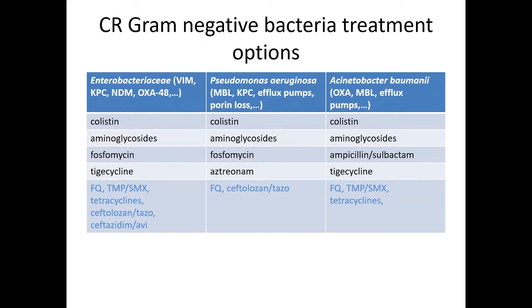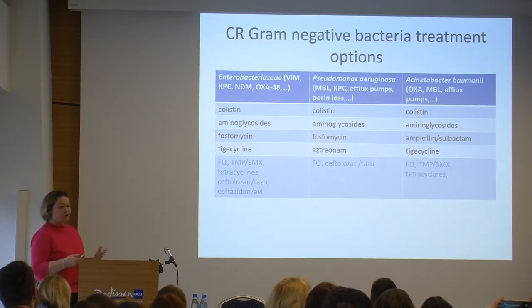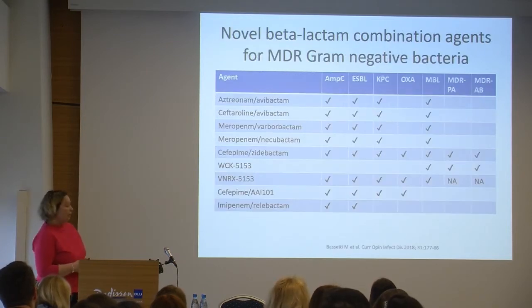What are our treatment options for carbapenem-resistant gram-negative bacteria? We have colistin, we have aminoglycosides, we have fosfomycin for Enterobacteriaceae and Pseudomonas. We can sometimes use ampicillin with sulbactam for Acinetobacter when we are lucky, and we can have tigecycline for Acinetobacter and Enterobacteriaceae, but not for Pseudomonas. Here we can sometimes also use aztreonam, but which other antibiotics can be used for the treatment of our patients depends on the type of resistance.